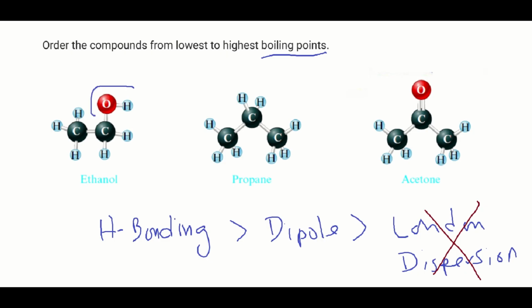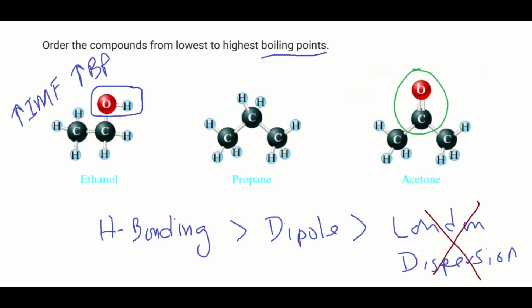Ethanol can form hydrogen bonds because it has a hydrogen directly bonded to an oxygen. Ethanol is going to have the highest intermolecular forces. Therefore, it's going to have the highest boiling point. Students sometimes think that a molecule that simply has a hydrogen and an oxygen anywhere in the molecule can form hydrogen bonds. That's a misconception. The hydrogen has to be directly bonded to an oxygen, fluorine, or nitrogen. But acetone does have an area that is polar.